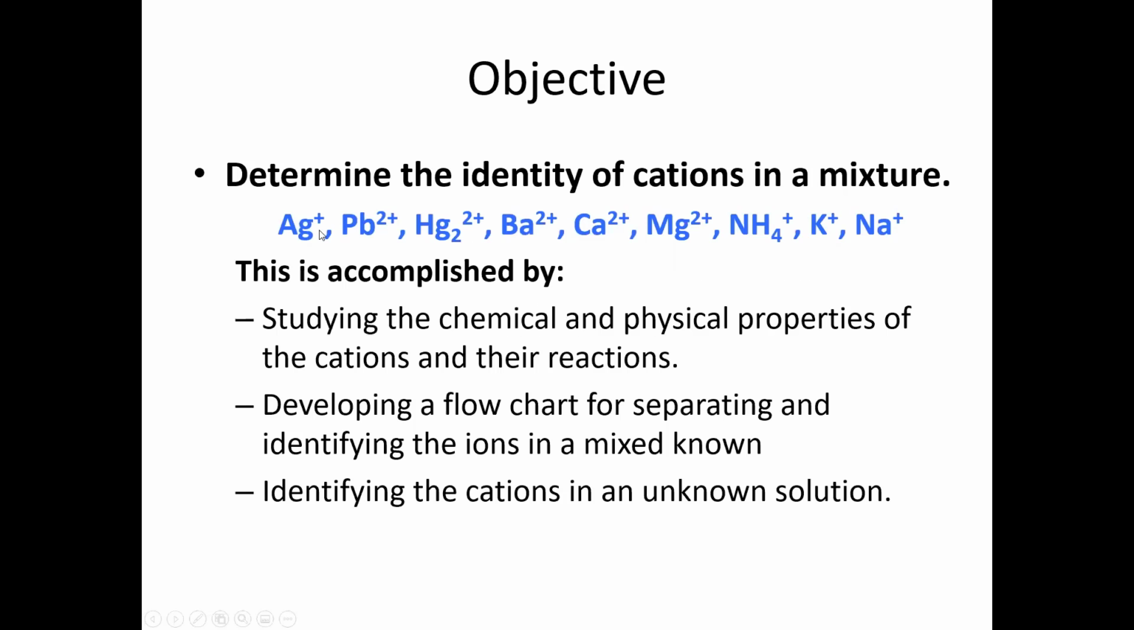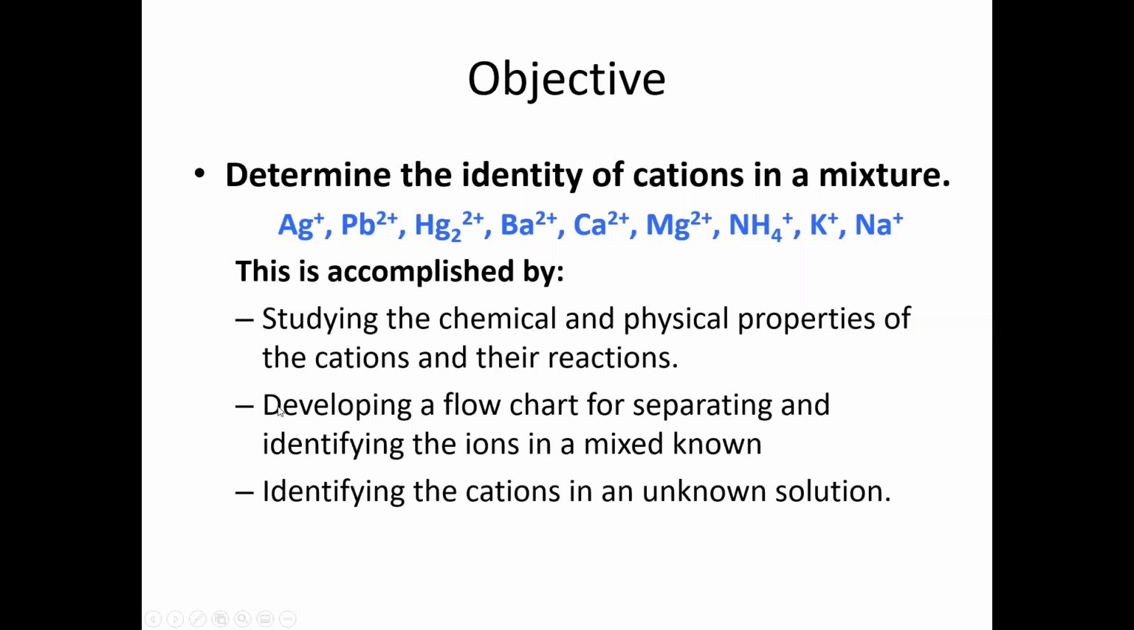In this experiment, we'll determine silver, lead, mercury, barium, calcium, magnesium, ammonium, potassium, and sodium. All these cations are in a mixture, and we need to identify them. It's the same as before, so three steps. The first step is studying the chemical and physical properties of each individual cation and their reactions.